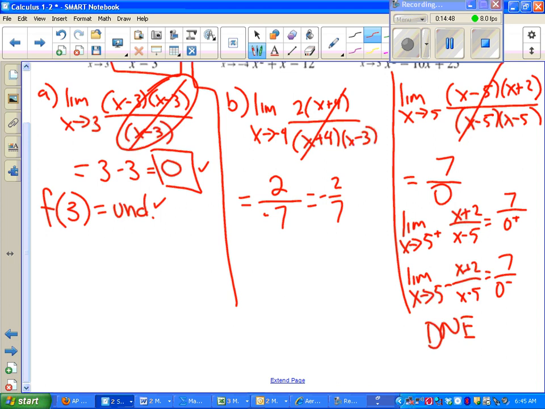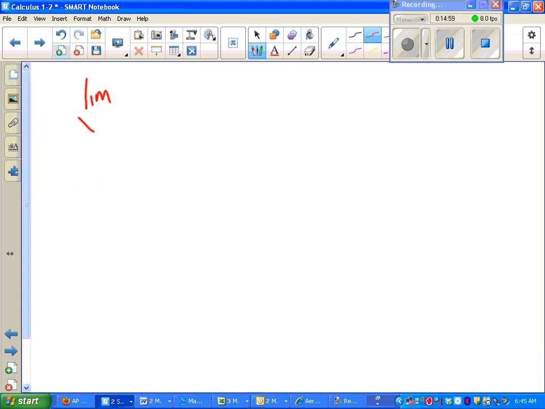It's worth noting, just because you get 0 on the bottom does not mean the limit will not exist. We haven't seen one yet where the limit does exist, so let me make up my own real quick. If we saw something like this, limit as x approaches 0 of 1 over x squared. Let's see what this one looks like. If we just plug in 0, we have an issue. So we're going to go from the right, and we're going to go from the left.